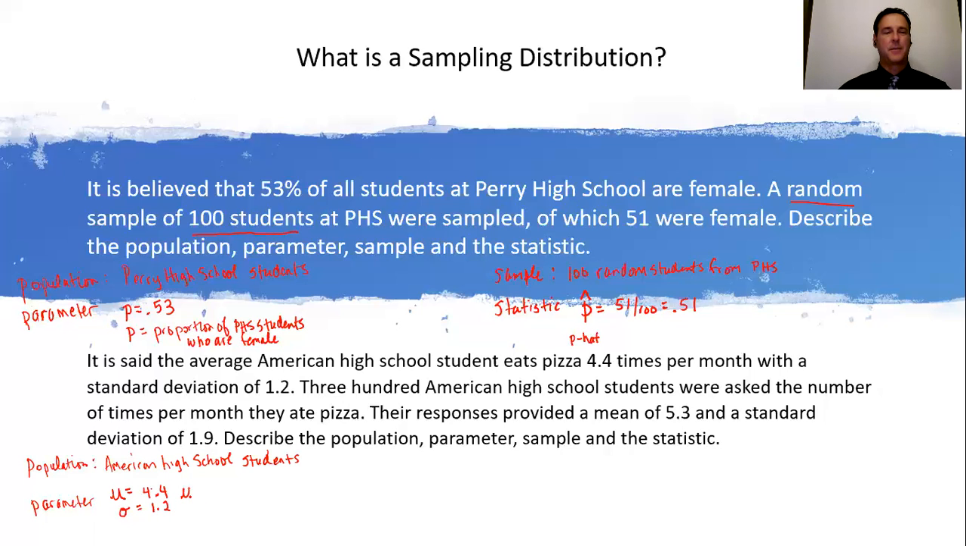And then off to the side, I'm going to define mu as the average number of times an American high school student eats pizza per month.